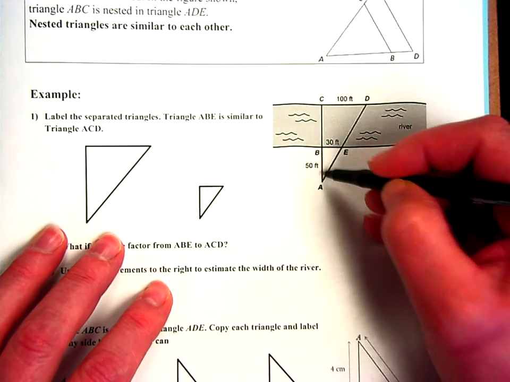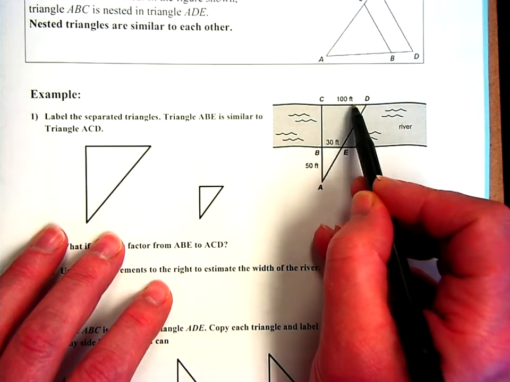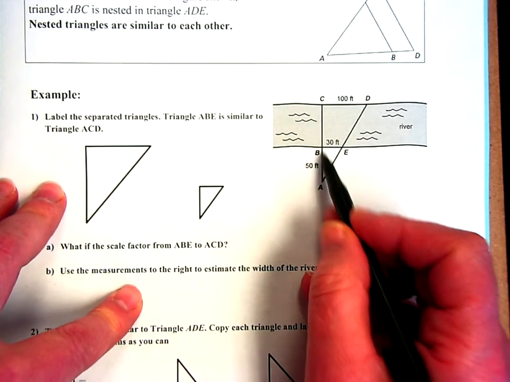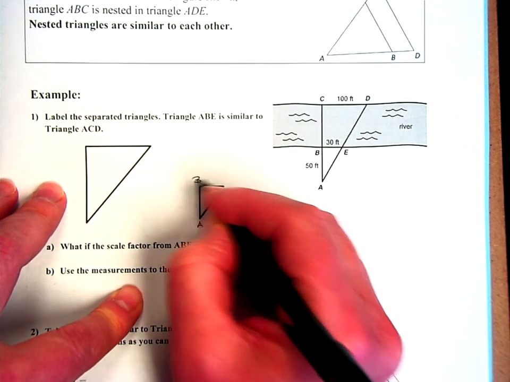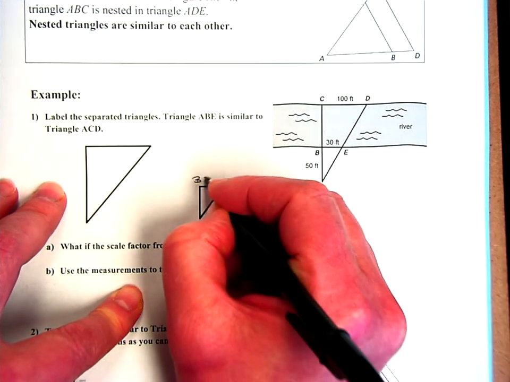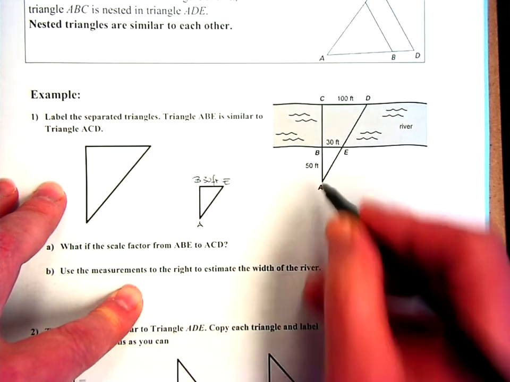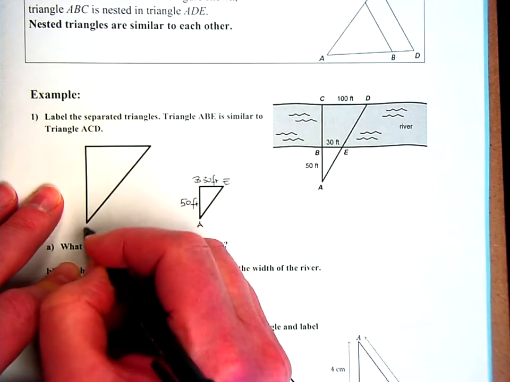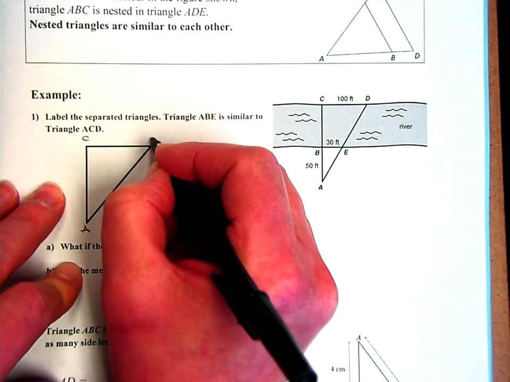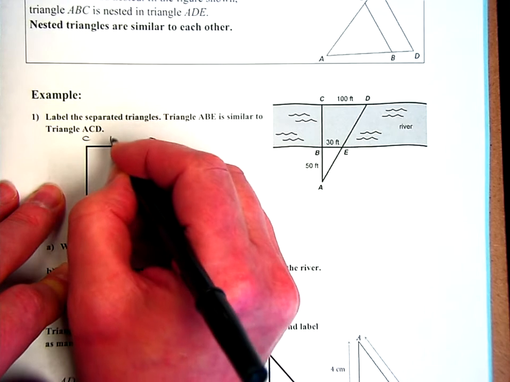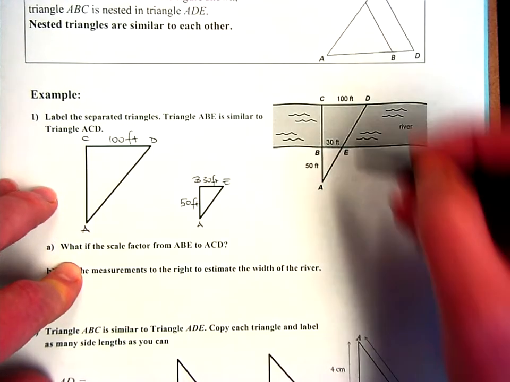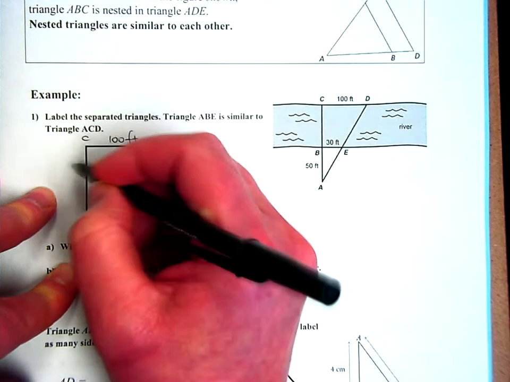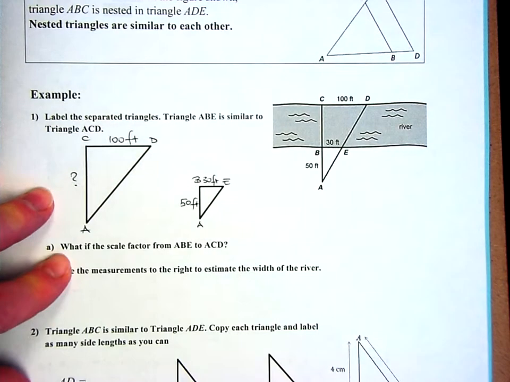This is 50 feet, and that's 100 feet there. If we separate these two triangles, the small one, which is ABE, we have a measurement of 30 feet here. We know that this is 50 feet. On the big triangle, which we label ACD, we know that this is 100 feet. In order to find the width of the river, we need to find how long this side is. So this is what we are looking for.